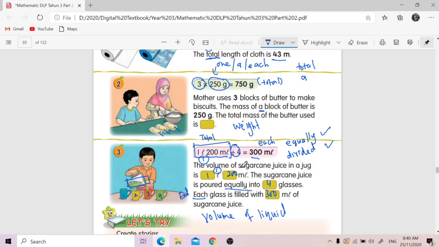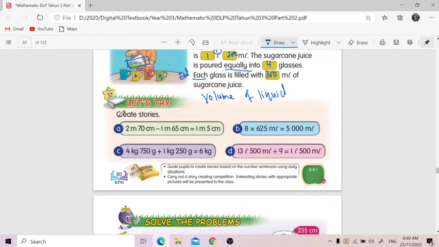Okay, so for your homework, you can try to create stories like this. How are you going to create stories about length? Okay, so this is a subtraction. So what are the keywords for subtraction? When you talk about length, maybe you can say the difference. The difference between two cloths. So this is for one cloth, this is for the second cloth. So you can use keywords like difference.